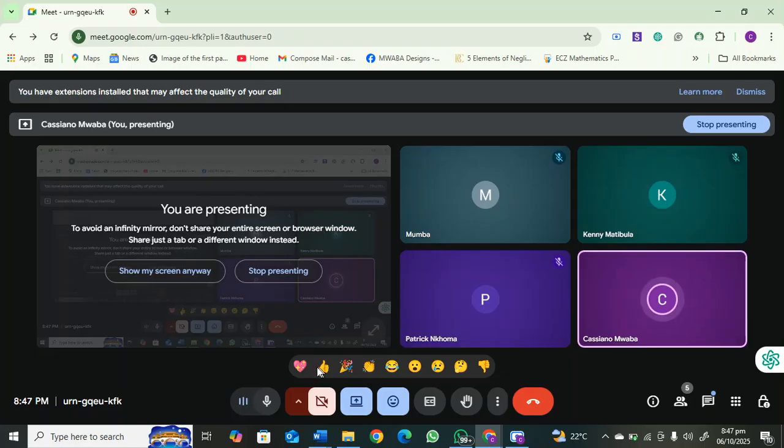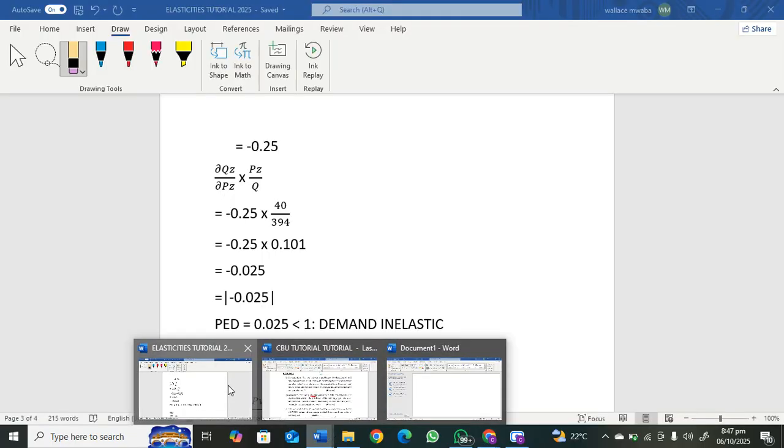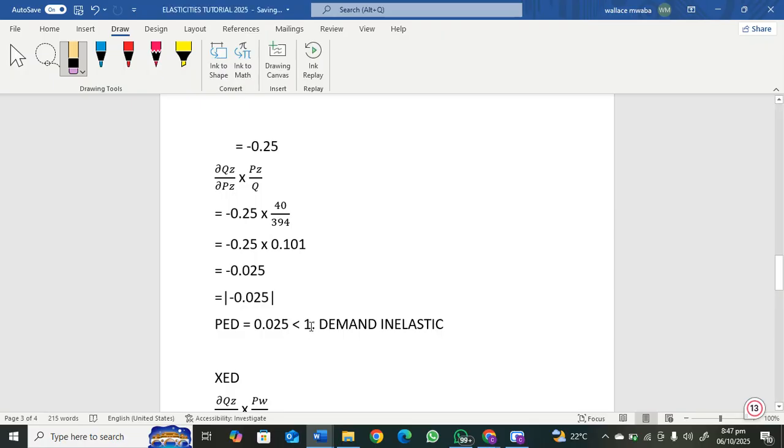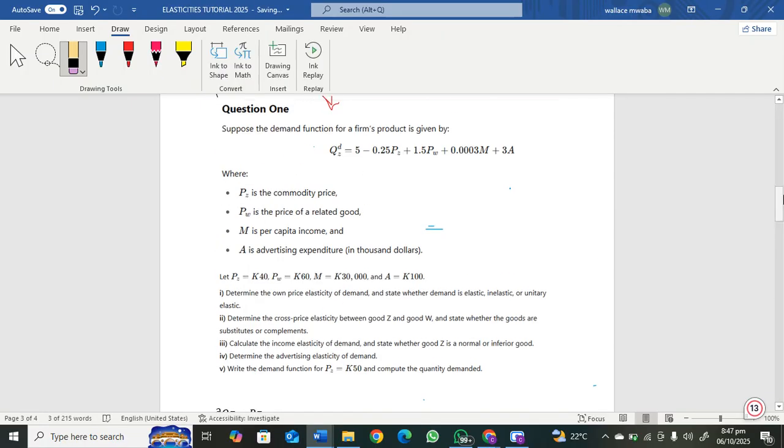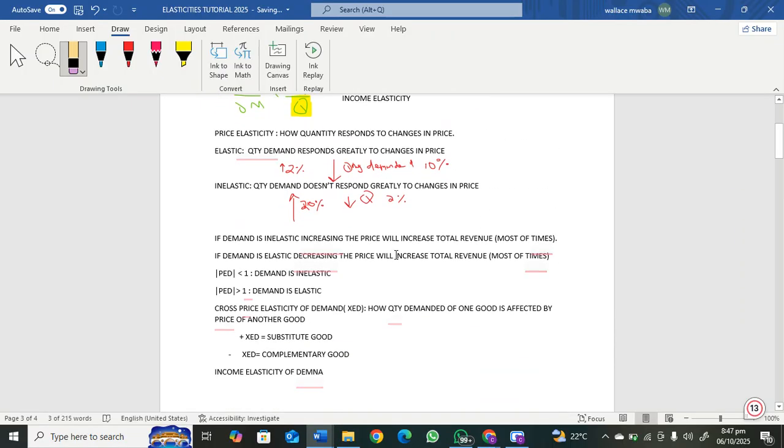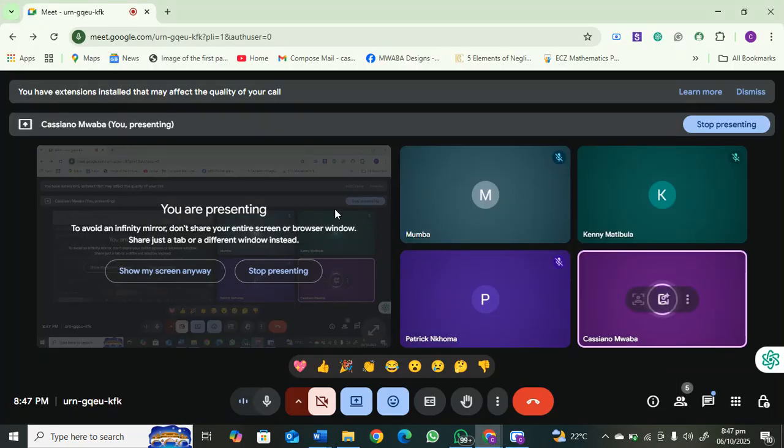Then, if your price elasticity of demand, your PED, was greater than one, just remember this. If your price elasticity of demand is greater than one, it means demand for your good is elastic, meaning demand is sensitive or responds greatly to changes in price. Meaning, if you increase price even by 1%, you're going to lose a lot of customers. The reasons why demand for a good can be elastic.